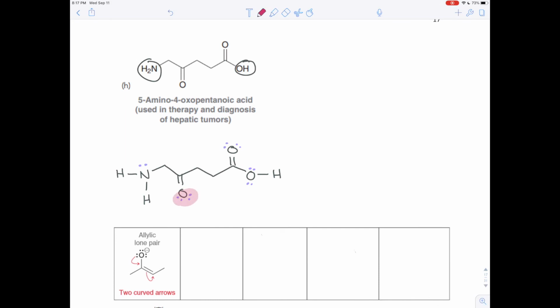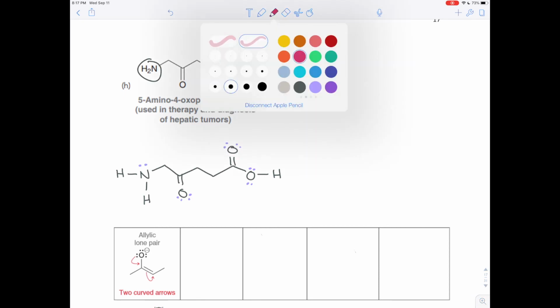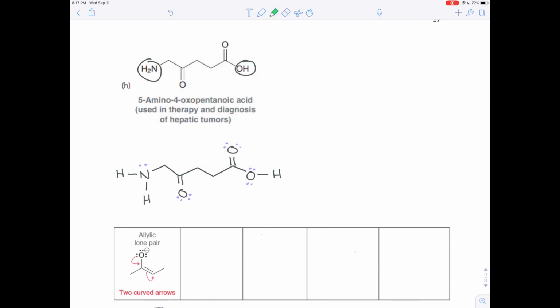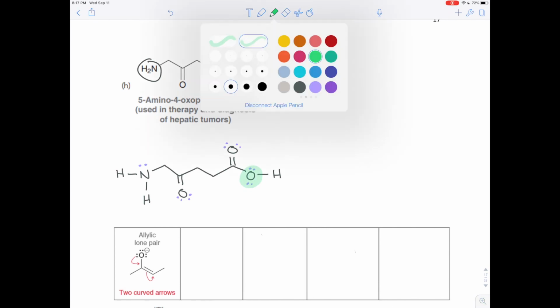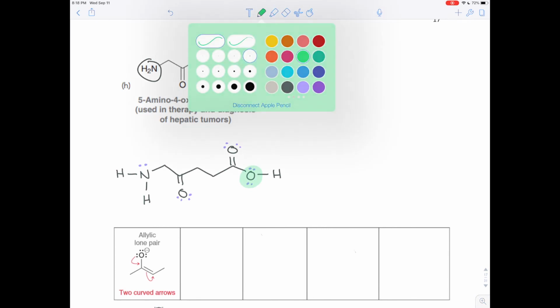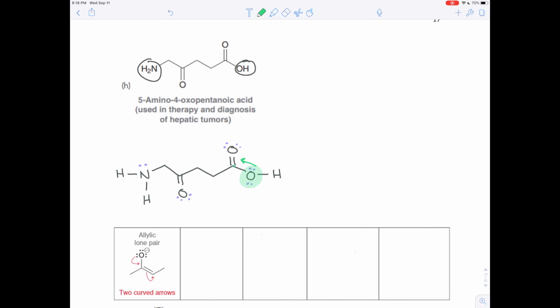Are these lone pairs allylic? They're not, because they're on an atom in a double bond. They're not one atom away from an atom in a double bond. Are these electrons allylic? They're not, because they're on an atom in a double bond. They're not one atom away from an atom in a double bond. Are these electrons allylic? They are, because they're one atom away. If you go one atom over, you're at an atom in a double bond.